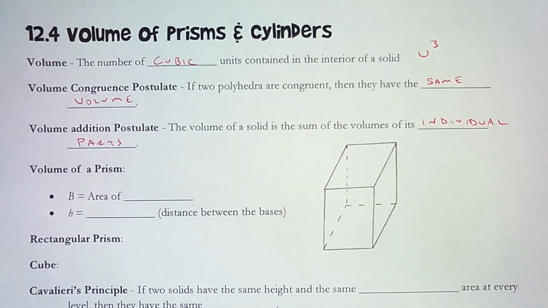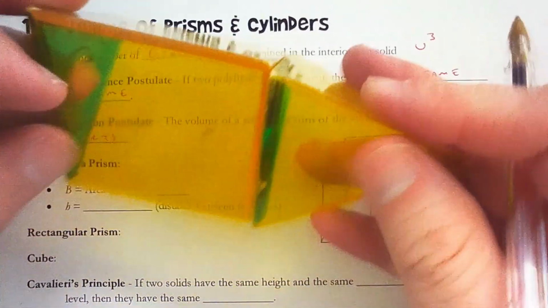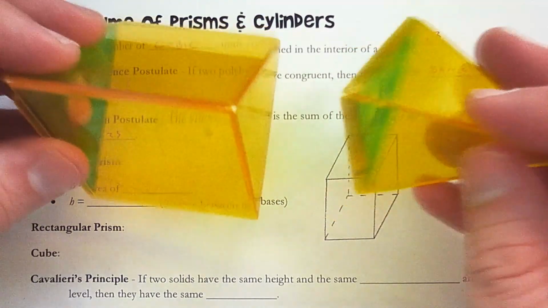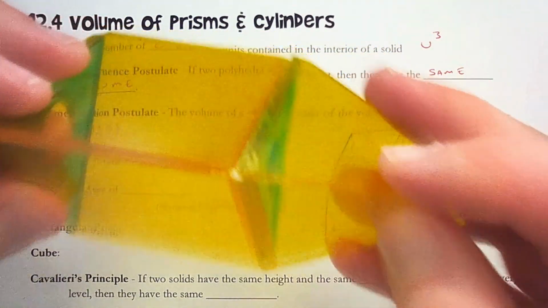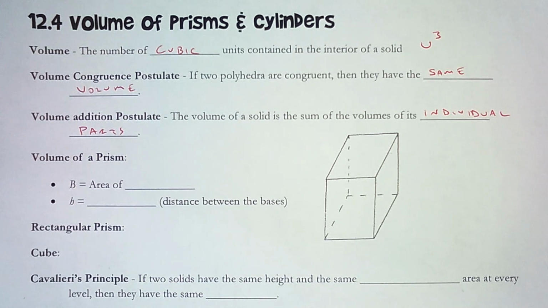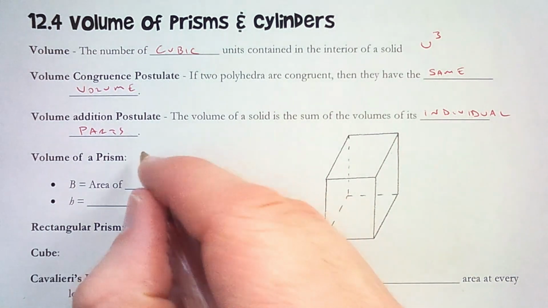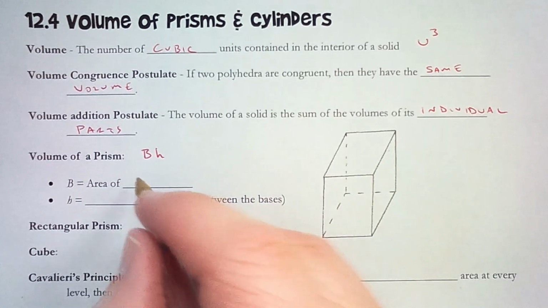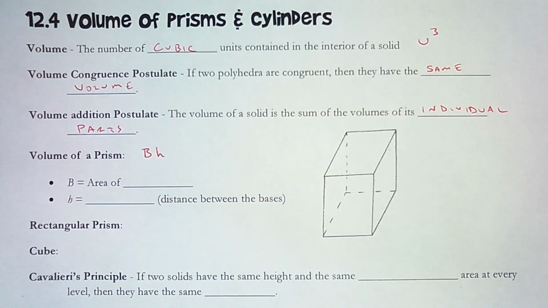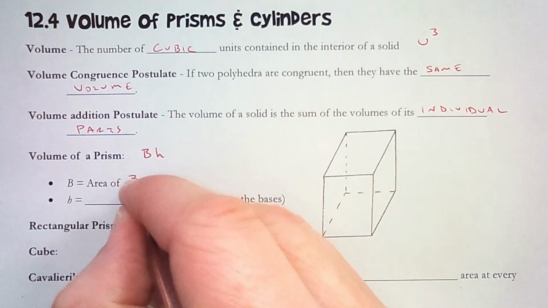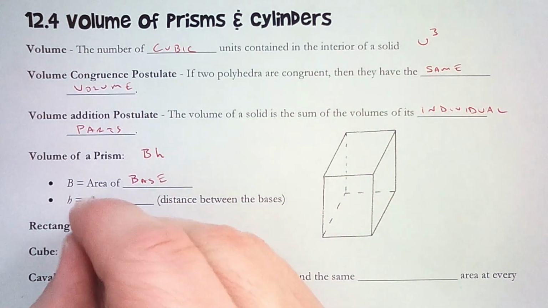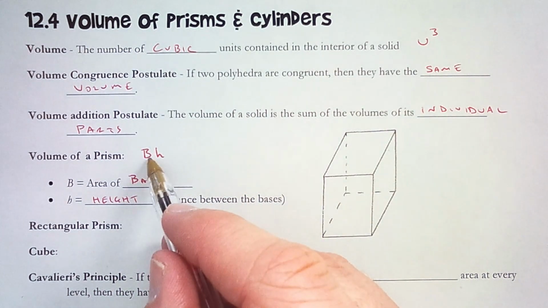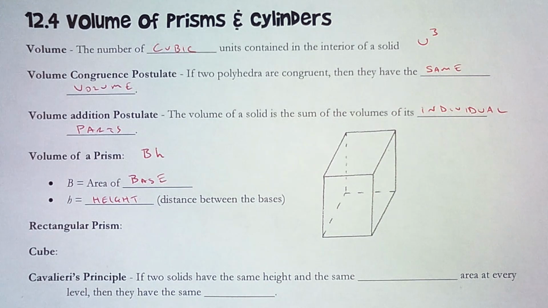So what that means is if you have a solid like this and you want its volume, you could find the volume of this part and add them together and you'll get the volume of this entire solid. So the volume of a prism is found by this formula, capital B, H. When you see a capital B in the formula, that means the area of the base. So capital B is area of base, and H is for the height, which is the distance between the bases. Okay, so capital B, area of the base, times height, the distance between the bases.